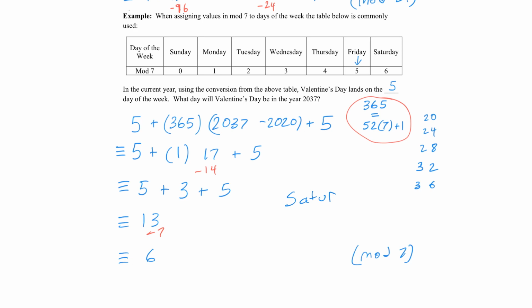So you can all start planning your love parties for that Saturday. It'll be a perfect day to have that celebration. Nice weekend day there for you.